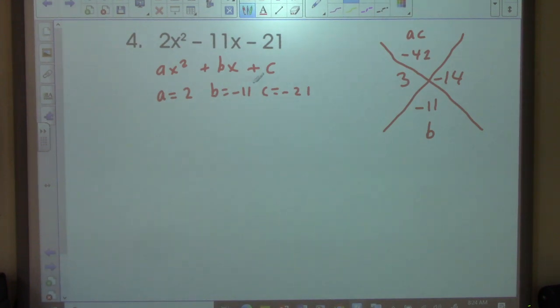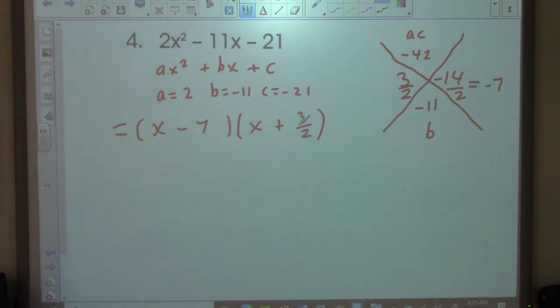The next step is you divide by a. What is a? 2. So we divide both of these by 2, and then you simplify as much as you can. Can we simplify 3 over 2? No. Can you simplify negative 14 over 2? Yes, which is negative 7. We're just about done. What you have is x minus 7 and x plus 3 halves. Now I have an equal sign here, but that's not exactly equal.